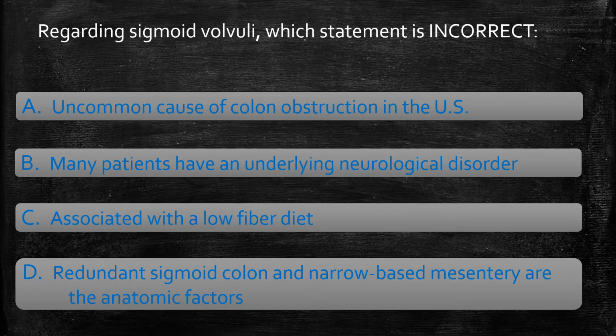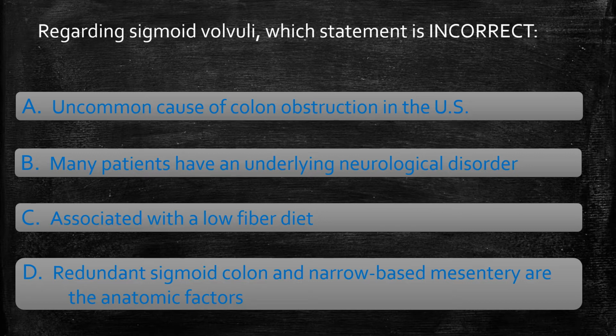Most of the patients that we will see with a sigmoid volvulus do have an underlying neurologic or psychiatric disorder. They may be institutionalized, or they may be on various psychotropic medicines. One common theme for these patients is chronic constipation.